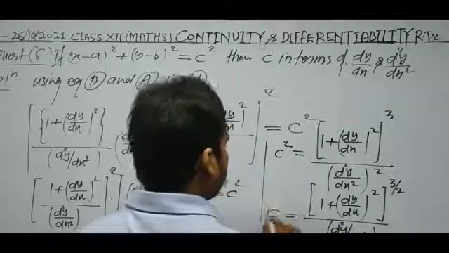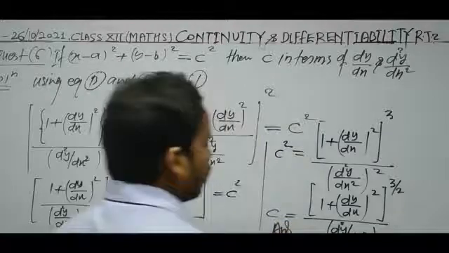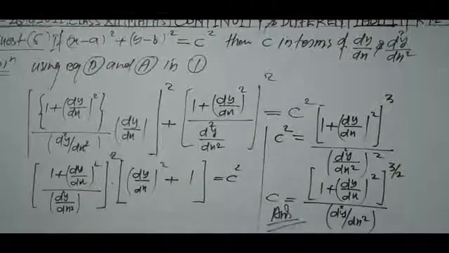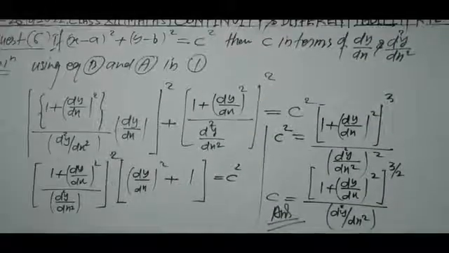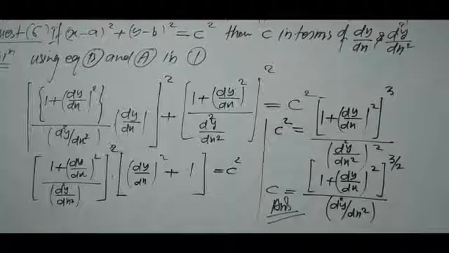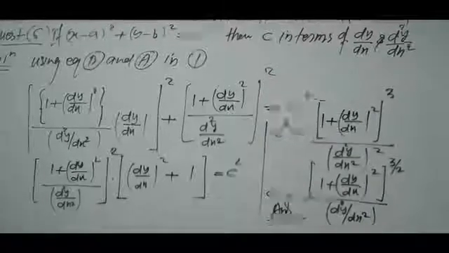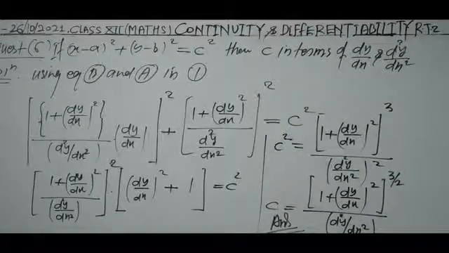Now this is the answer. This is the value of c in terms of d2y by dx2 and dy by dx. Now see, now I will come to the next question. The next question is question number 7.